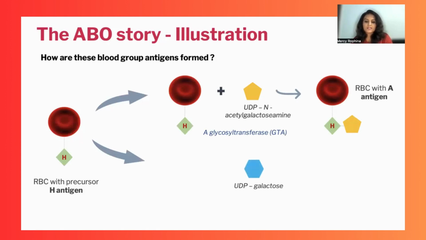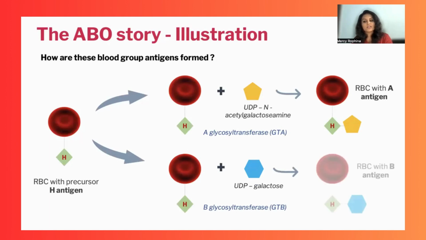And the second possibility is that a different donor substrate, UDP galactose, can be added to this precursor molecule with the help of an enzyme called B-glycosyl transferase or the GTB enzyme, which could lead to the expression of B antigen on the surface of this particular RBC. With this very quick illustration, one thing becomes very clear. The difference in the expression of A and B antigen depends upon which donor substrate is added to the precursor molecule with the help of which enzyme.